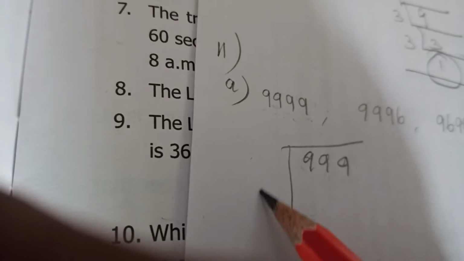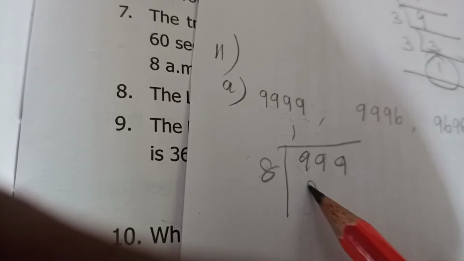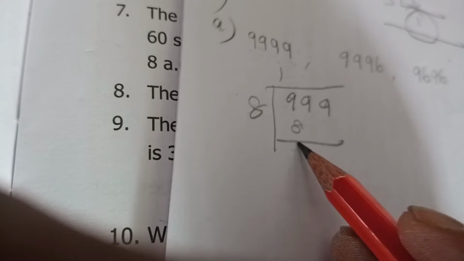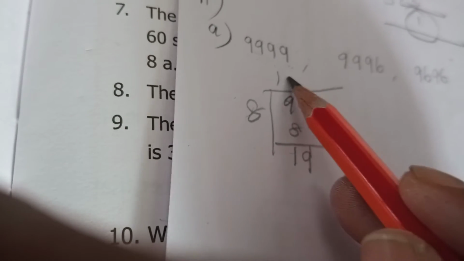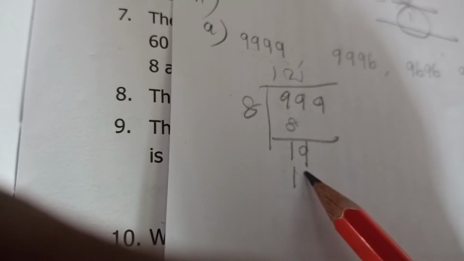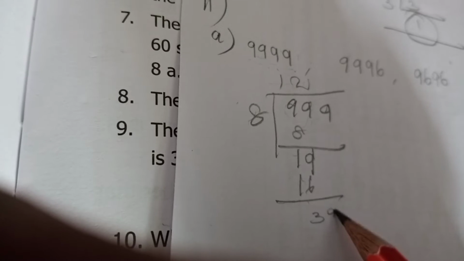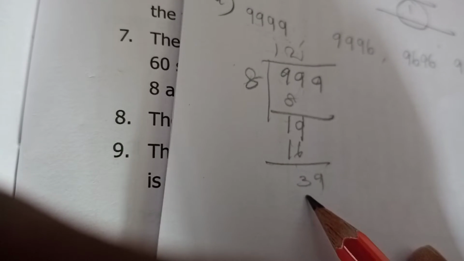So we are dividing with 8. Okay, 1 8 is 8. Then balance is 1. Then bring down 9 also. So 2 8s are 16. Then again 3 here. Then 9. Then 39 is here.